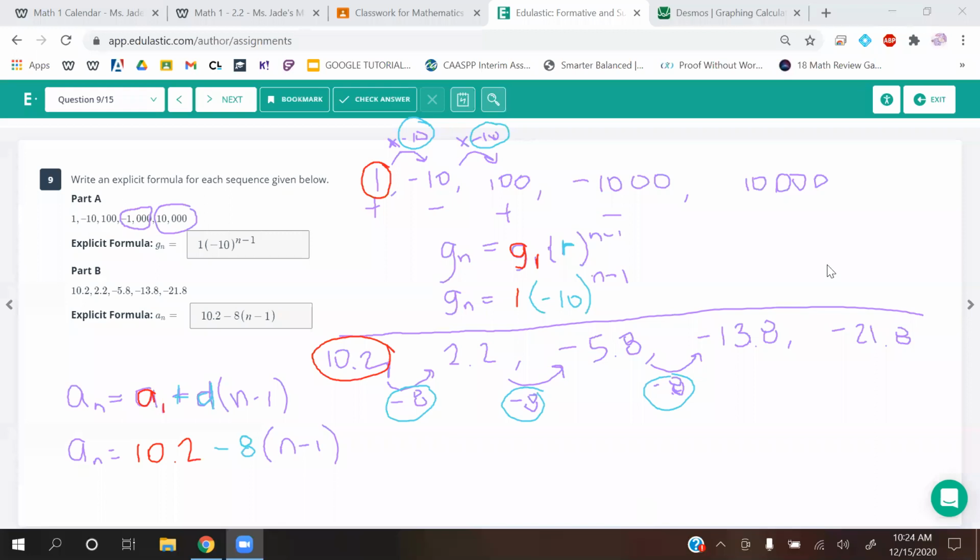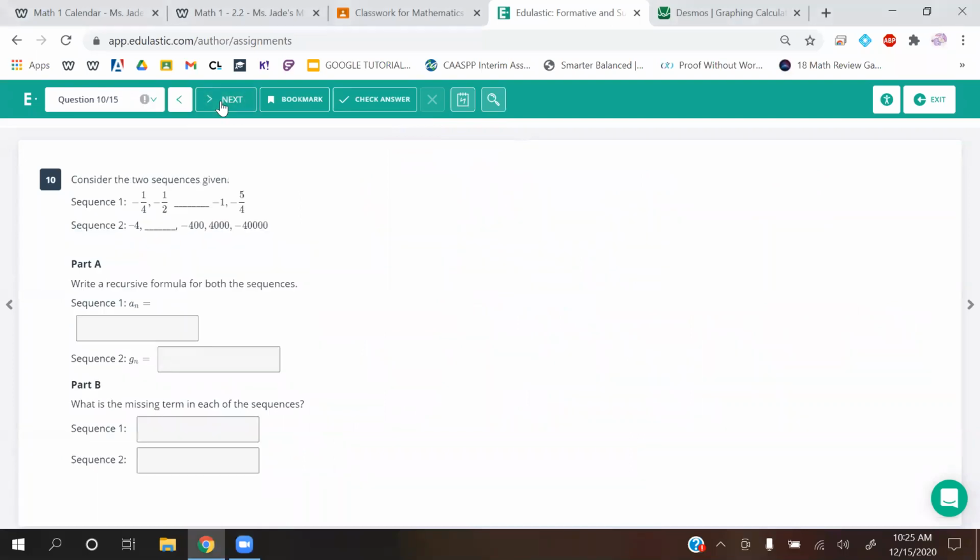All right, let's clear all this and go to the next one. Consider the two sequences given. And then there they are. Write a recursive formula for both the sequences. Oh, hold on, let me fix the attendance. Okay. Write a recursive formula. Oh, okay. So for the recursive formula, it's different from the explicit formula, but let's analyze the first sequence first.